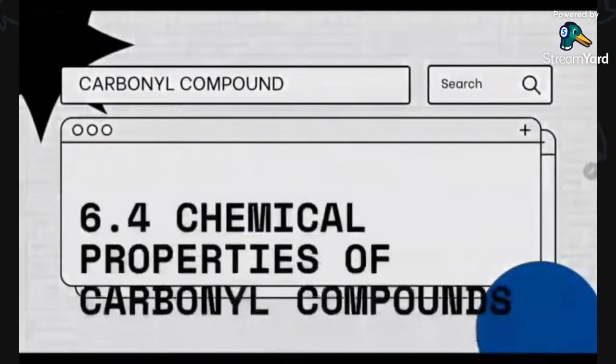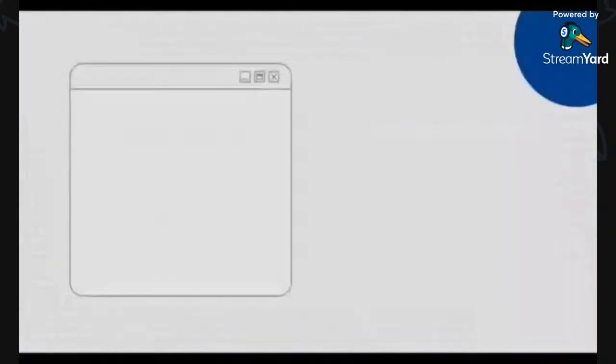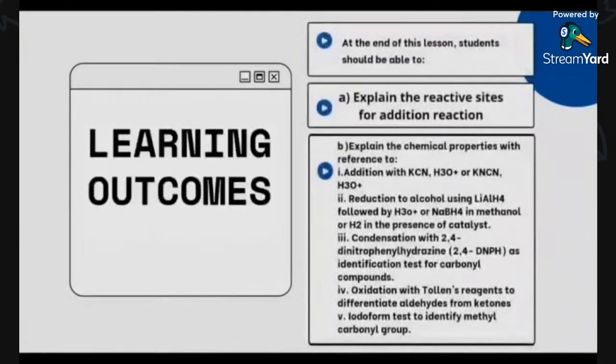Go to the next topic, chemical properties of carbonyl compounds. So learning outcomes. At the end of this lesson, students should be able to explain the reactive site for addition reaction, and explain the chemical properties with reference to addition with KCN/H3O+ or NaCN/H3O+, reduction to alcohol using LiAlH4 followed by H3O+ or NaBH4 in methanol, or H2 in presence of catalyst, condensation with 2,4-dinitrophenylhydrazine (2,4-DNPH) as identification test for carbonyl compounds, oxidation with Tollens reagent to differentiate aldehydes from ketones, and iodoform test to identify methyl carbonyl group. Reactive site for addition reaction.